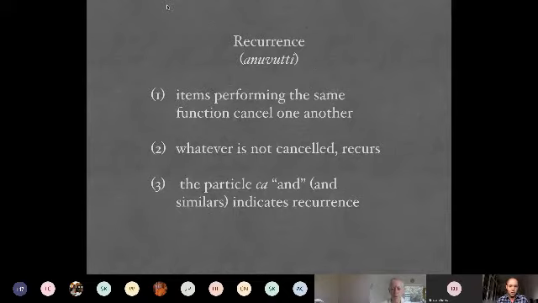Anuvartate, it applies again. And third, the particle cha, which means and, and similar particles indicate recurrence. Sometimes the recurrence happens automatically. Sometimes authors will use the particle cha simply to prevent any misunderstanding.